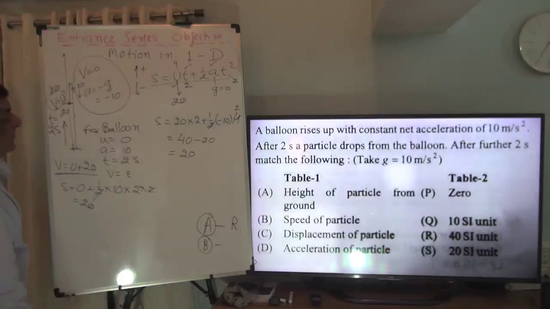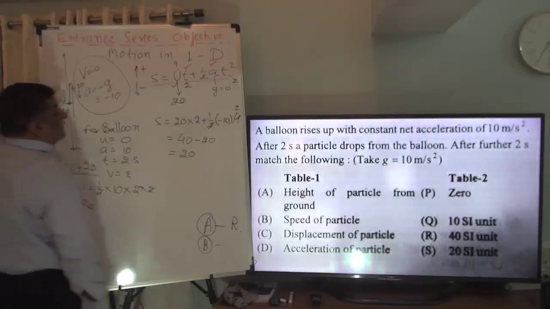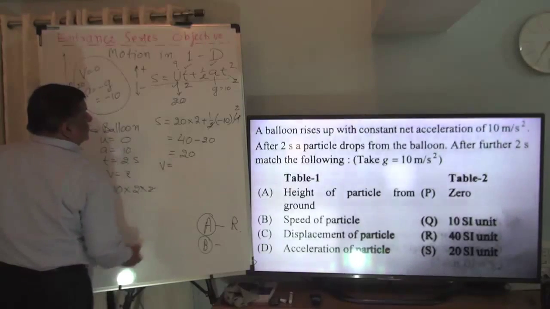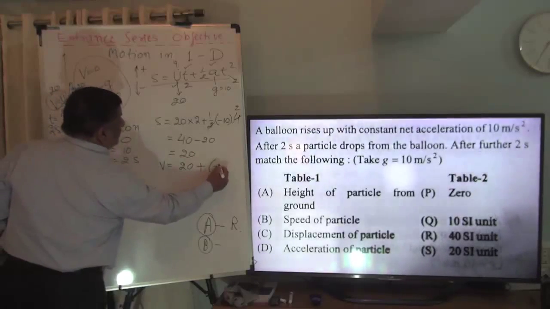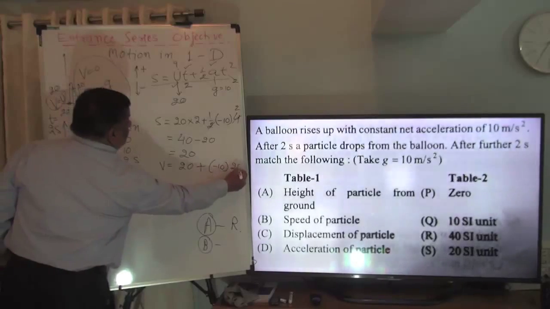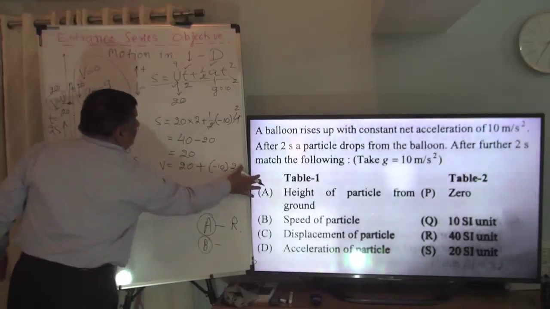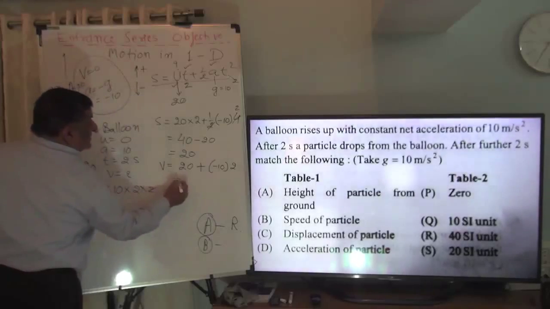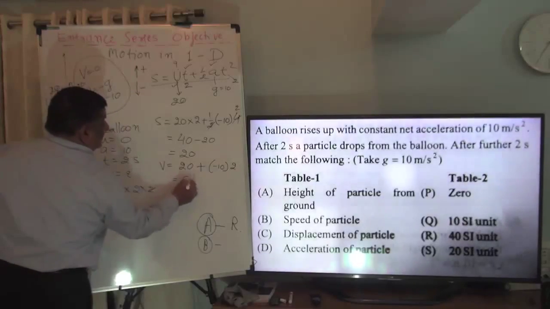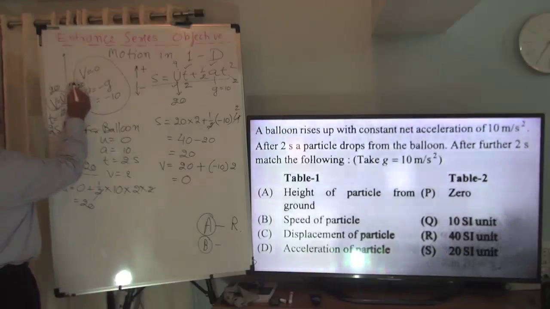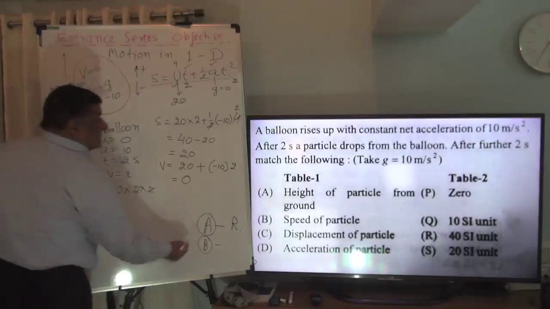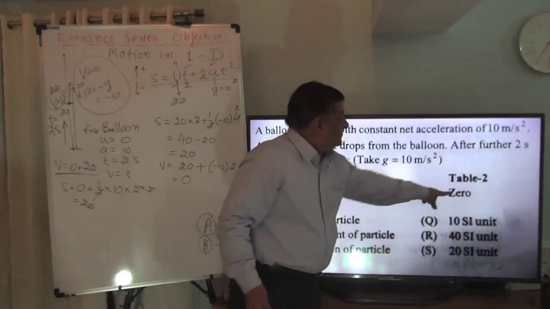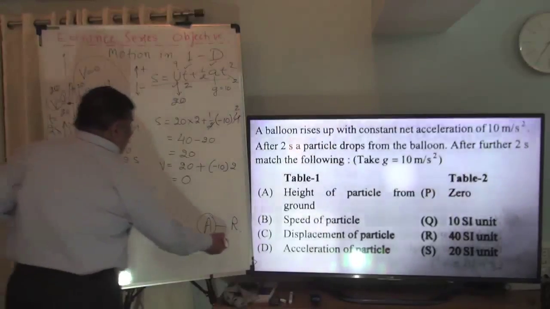Okay, let's go for B. Speed of the particle. What is the speed of the particle here? For the speed of the particle, V is equal to U plus AT, 20 plus A into T. T is 2 seconds. So this is 20 minus 20, equal to 0. So here speed becomes 0 after 2 seconds. So B matches with P.